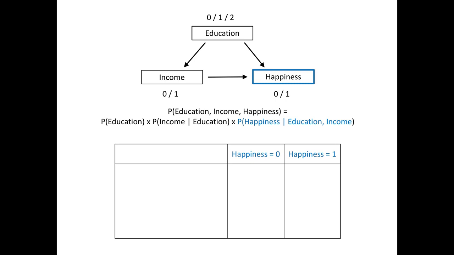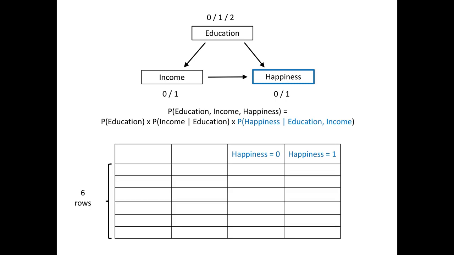Finally, consider the conditional probability table for the variable happiness. Happiness is a binary variable, and thus the table has two columns, one for each value of the variable. Now, to determine the number of rows, we have to consider all the possible combinations of values for the parent variables, education and income. As mentioned before, the number of rows is determined by the number of possible combinations, and this is obtained by multiplying the number of categories of each parent variable. For this case, we multiply the number of categories of education, which is 3, times the number of categories of income, which is 2. 3 times 2 equals 6 rows.